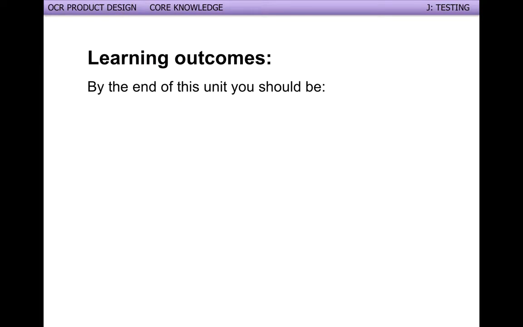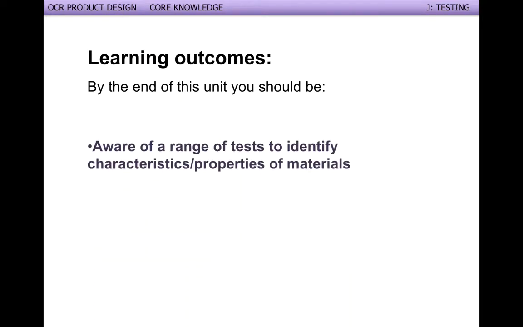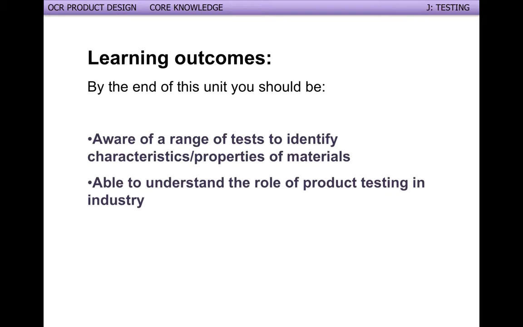Okay, so remember, as with all these units, this is the key sort of info that you need to be able to recite back to me. Okay, so if you get a question in your exam on your reflection about testing, I would expect you to show that you are aware of the different tests that are available to identify characteristics and properties of materials, and I would also expect you to display an understanding of how product testing is used in industry. Okay, so that is all that you're looking for in testing. Okay, the types of tests that are used and some specific understanding of how product testing is used in industry.